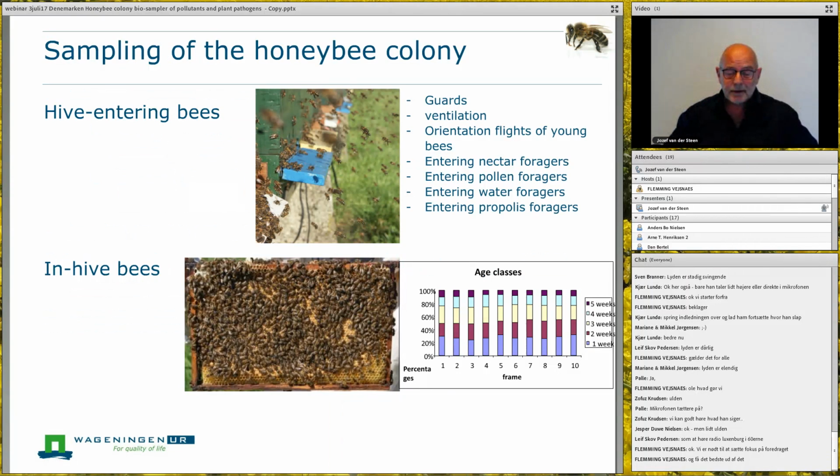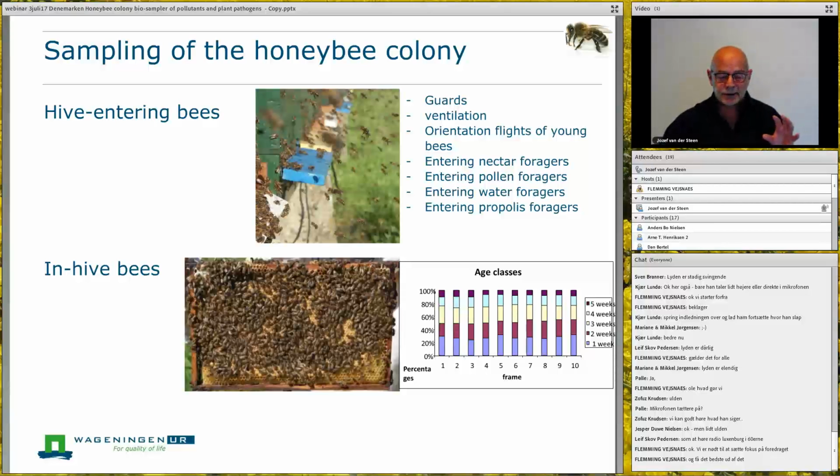Okay, we were talking about the honeybee colony, but you don't sample a honeybee colony. You sample bees. And where do you sample bees? You can sample inside the hive or at the hive entrance. But when you sample at the hive entrance, you have a lot of different bees. You have guard bees, you know that. You have bees that do ventilation, orientating bees, bees entering from the foraging flight, from the pollen flight, from the water flight, and also the hive-leaving bees.